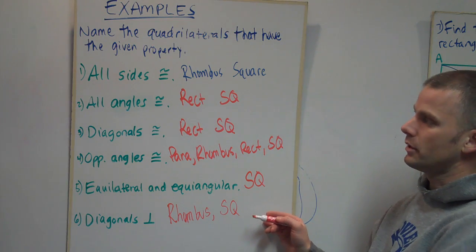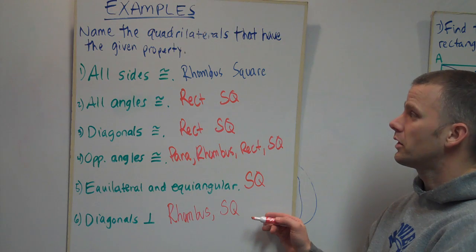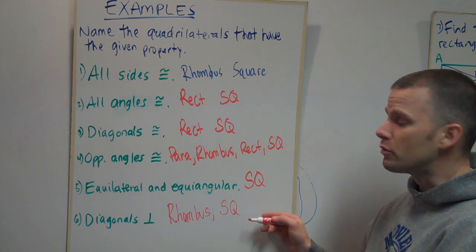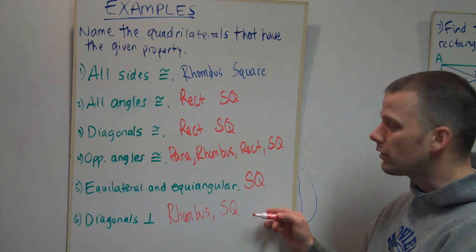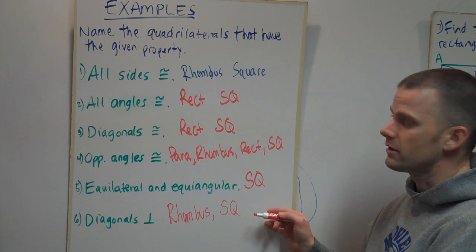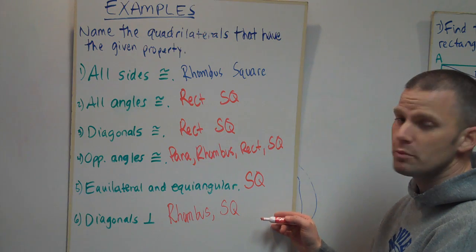So notice that pretty much all 6 statements, we had square in every single one of them. Because again, the square is like the grand poobah. He's like the Mac Daddy of quadrilaterals. He encompasses every single property that we've talked about to this point. So he's a pretty important guy.